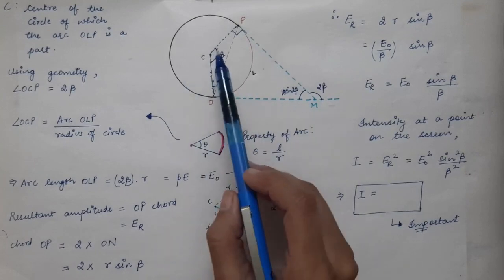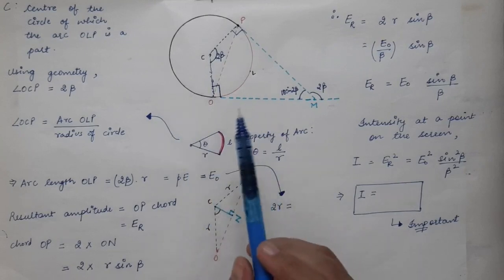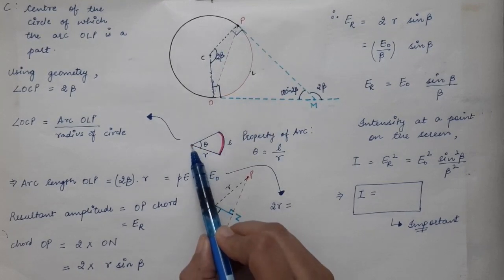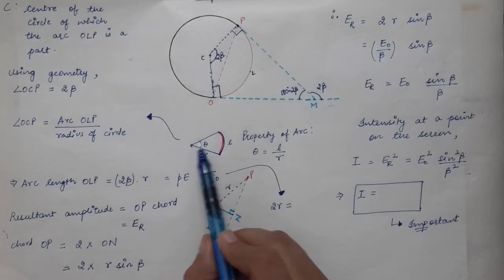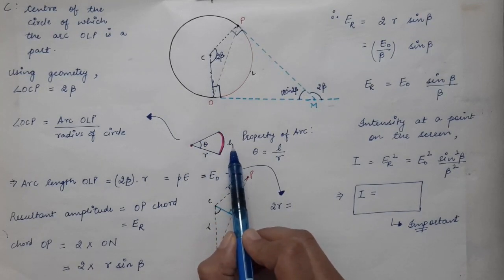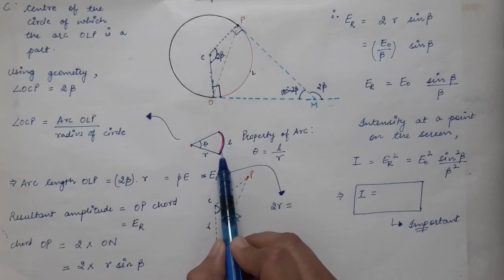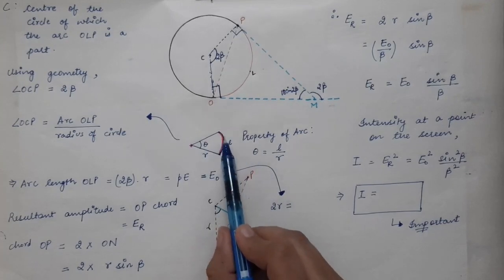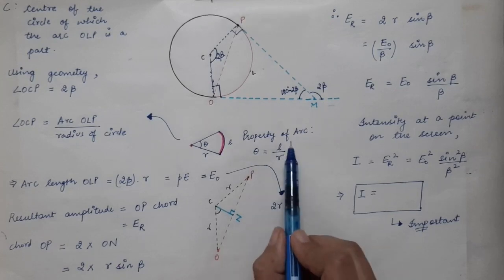So using geometry you can find this OCP angle will be equal to twice of beta. And now you will use the properties of the arc. So let's say this is the center of the circle and this is the arc. We are just taking an example. This is the center of a circle and this is the arc which has a length of L, and the radius of the circle is small r. The angle subtended by this arc at the center of the circle is theta. So the property of the arc is that theta is equal to the length of the arc divided by the radius of the circle. This property we will use.